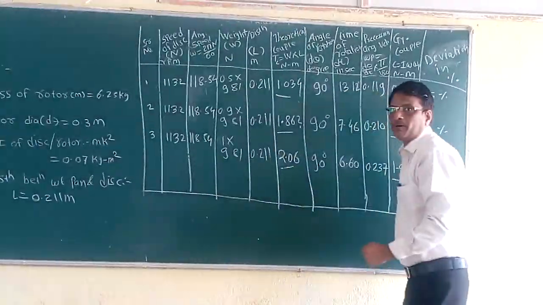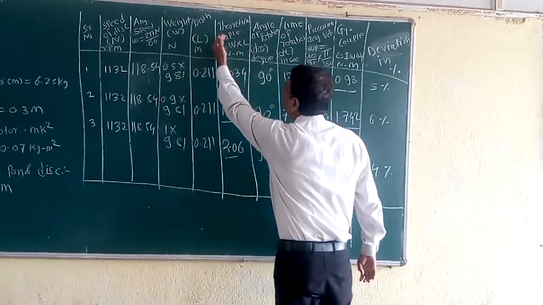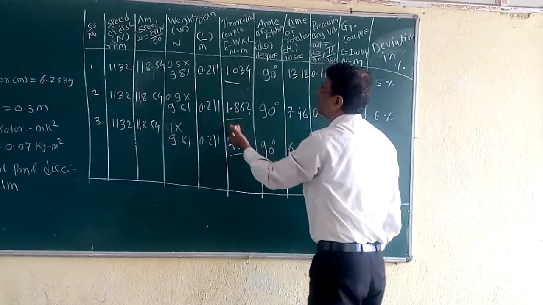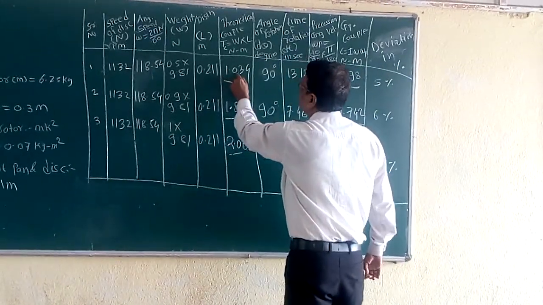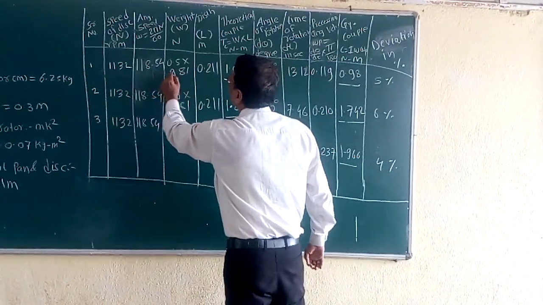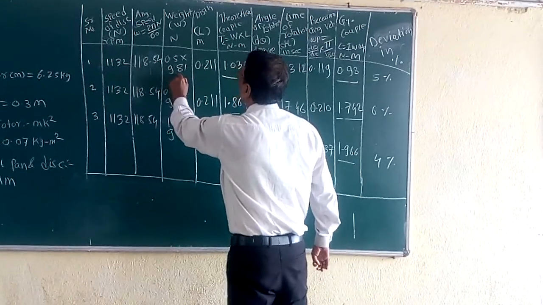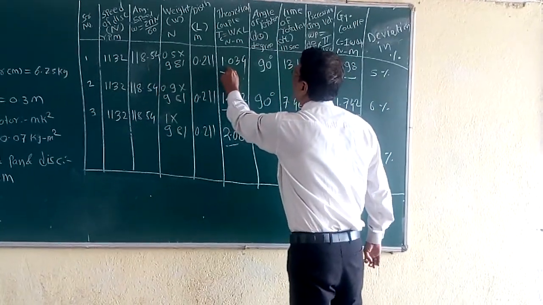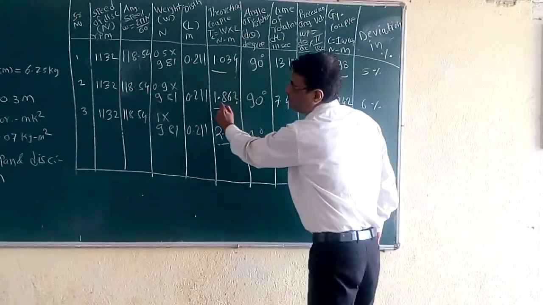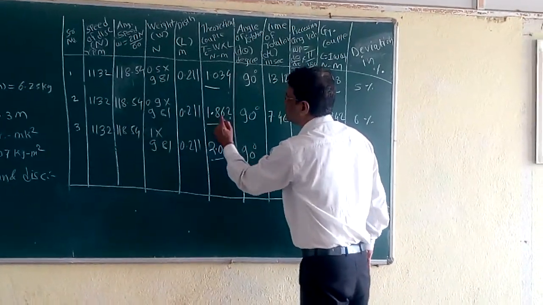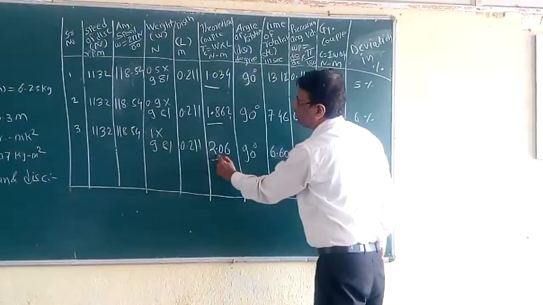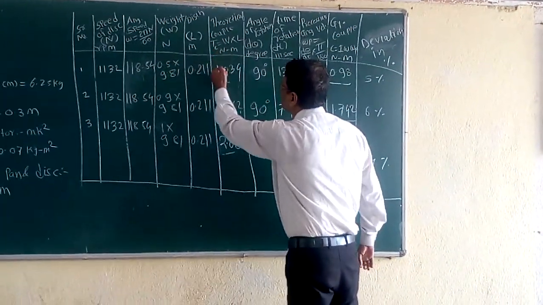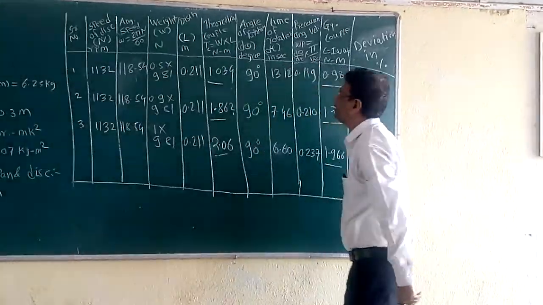This is the theoretical couple, or it is an active gyroscopic couple. This is PC, which is nothing but W into L. This is in Newton meter, so it is 1.034. That is equal to 0.5 into 9.81 into 0.211. That is the theoretical couple. Its value is 1.034. For second observation, its value is 1.860. And for third observation, its value is 2.06. So we have varied the weights so that these theoretical couple values are varied.